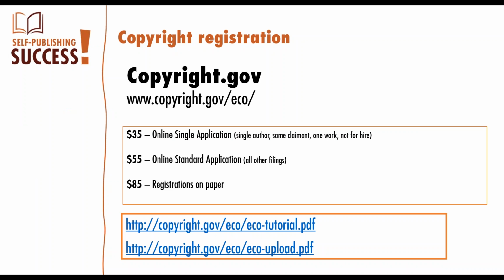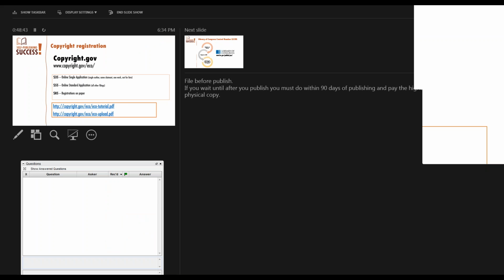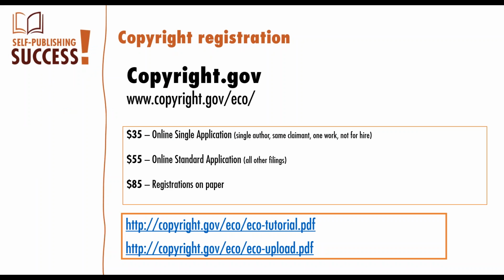You can't do the online single application anymore. You have to do it on paper and send them more money and send them copies of your printed book. And you only have 90 days after the book is officially published to register the copyright. So I suggest you wait till the book is edited. You have it in like its final draft stage. You go online and fill out your copyright registration and then submit that final manuscript before it's published.